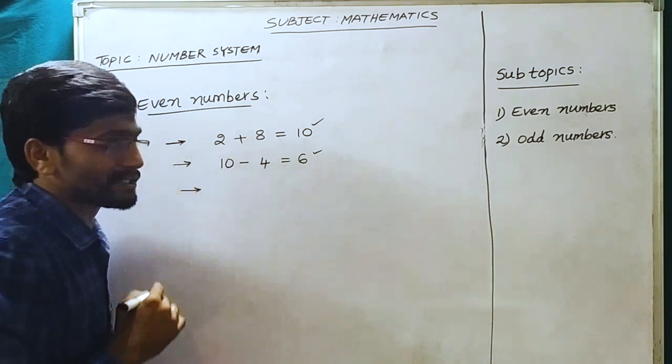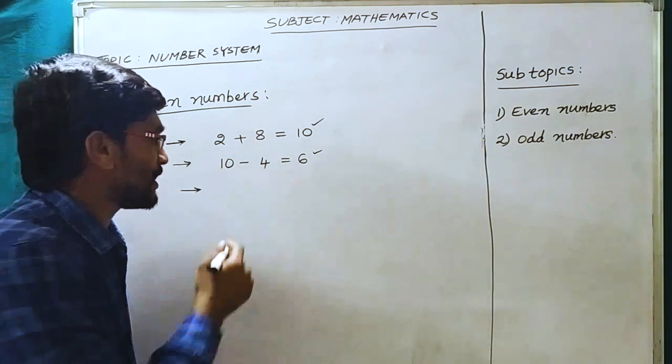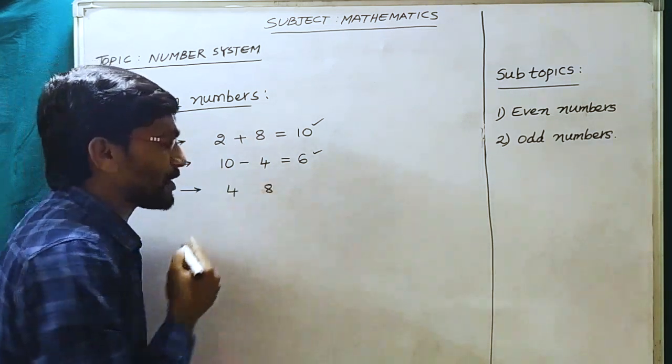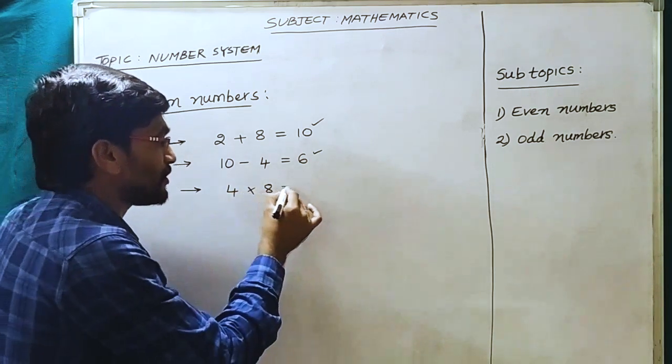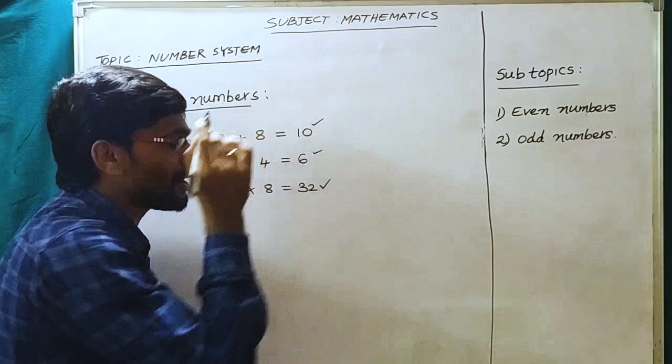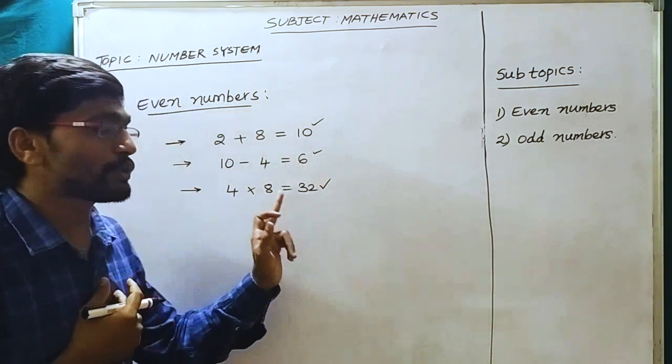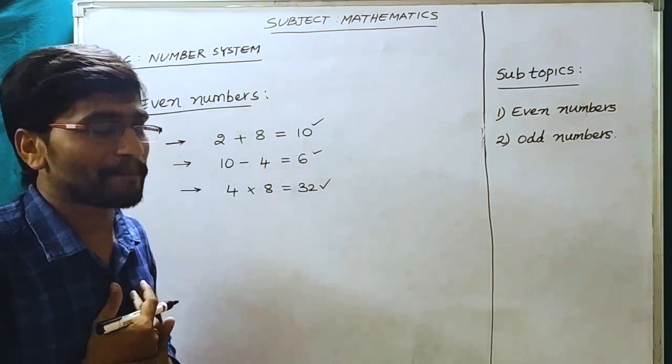Next, product. Let us consider two even numbers 4 and 8. 4 and 8 are the even numbers. Product of the two even numbers is equal to 32. 32 is also an even number. Product of two even numbers is an even number.